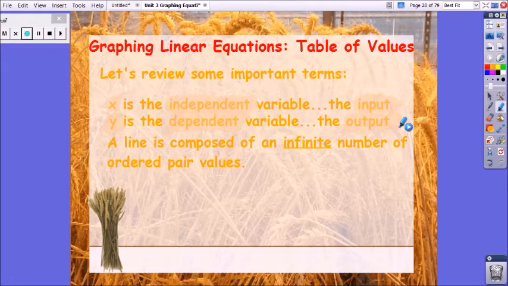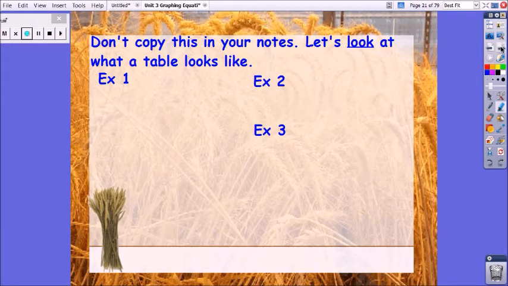One more important definition we need to include is the definition of a line. A line is composed of an infinite number of ordered pair values. So when we're choosing some numbers to plug into our input, some x values, and we're going to get an output, our y values, those are just some of the infinite number of points that are going to be on a line.